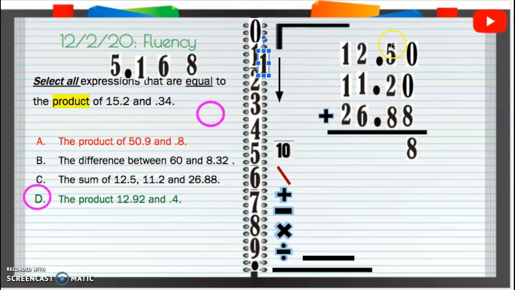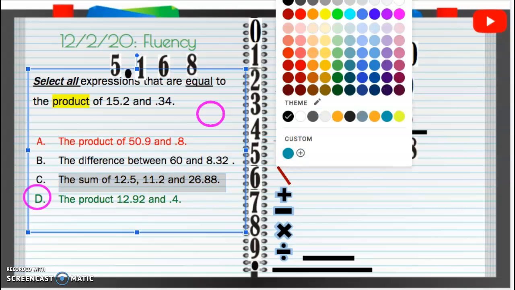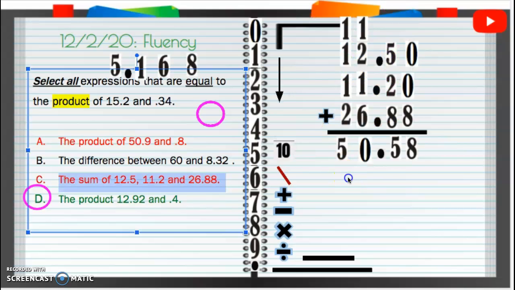Now, 8, 9, 10, 15. Sorry, lost count there. All right, carry that 1, drop that 5. What do I do with that decimal? Drop it like it's hot. 6, 7, 8, 9, and 10. Carry that 1, drop that 0. 2, 3, 4, and 5. So 50 and 58 hundredths. That's not equal. All right, so last but not least, let's check the last one.